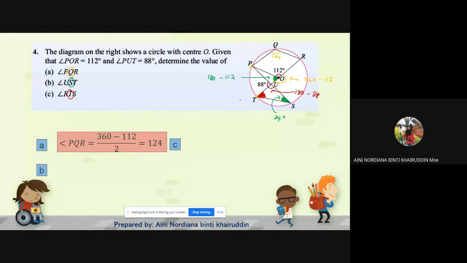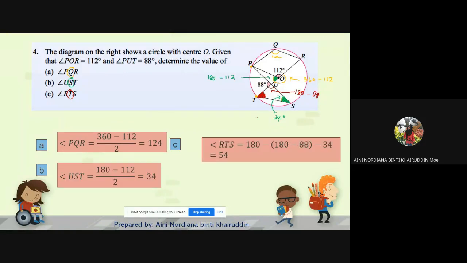Okay, once you get this angle, you can use this triangle TUS. So 180 minus 34 minus this angle. So 180 minus 180 minus 88 minus 34 equals to 54. So angle here is 54 degree.